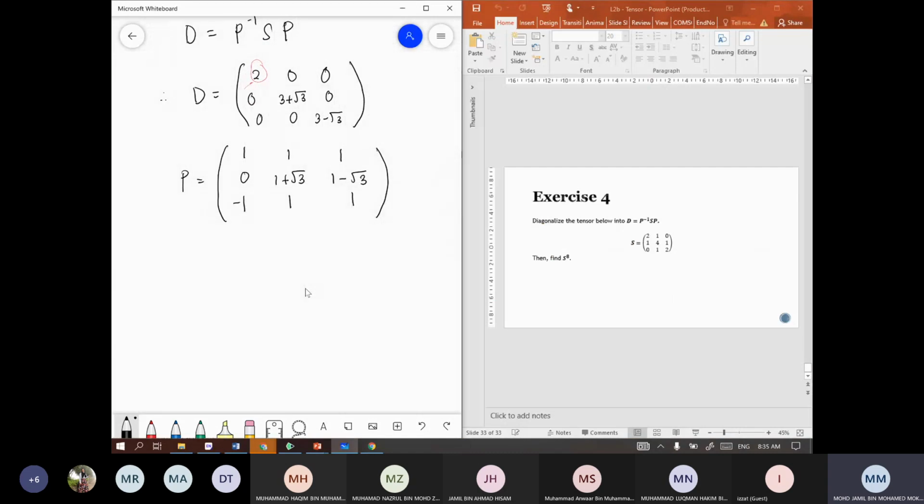Okay, then you can find the inverse of P using a calculator. So please, if let's say your exam is face to face, please use your calculator to find the inverse. Okay, don't calculate manually.